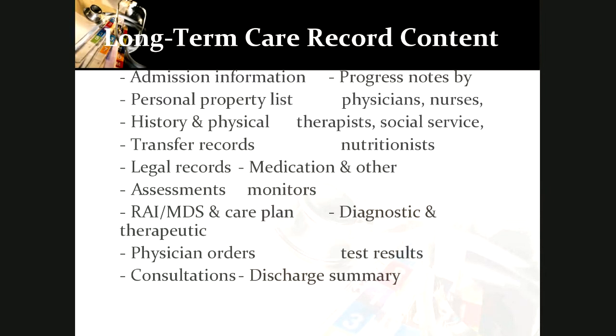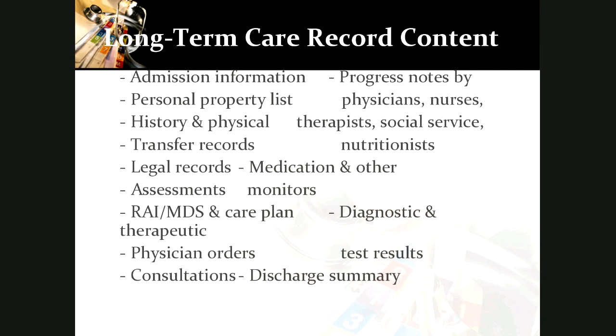Long-term care records and their content. You're going to have the admission information, right? We always have to have that demographic information. We have a personal property list. We have history and physical examination there. We've got any transfer records. Where did they come from? Where are they going to? We have legal records.